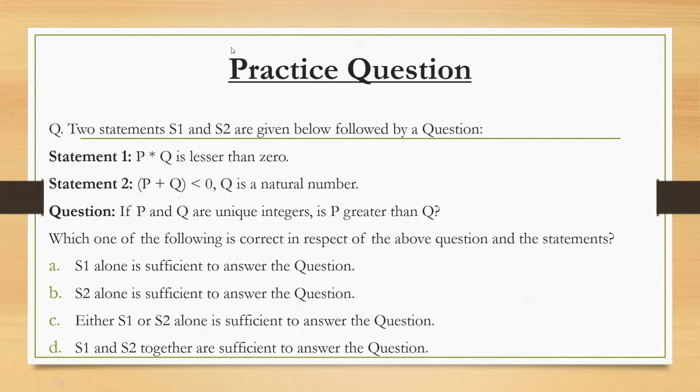Okay, so here now we are moving towards if an integer is greater than the other one, right? So here you can see the question. If P and Q are unique integers, is P greater than Q? So statement 1 is there, statement 2 is there. Statement 1 says P into Q is lesser than 0. And statement 2 says P plus Q is less than 0. Okay. And Q is a natural number. Try this one out. Which statement answers your question?